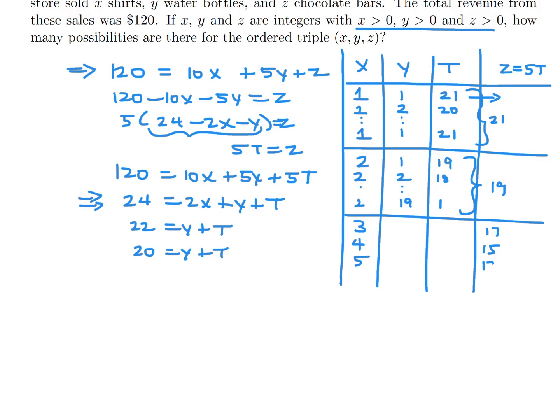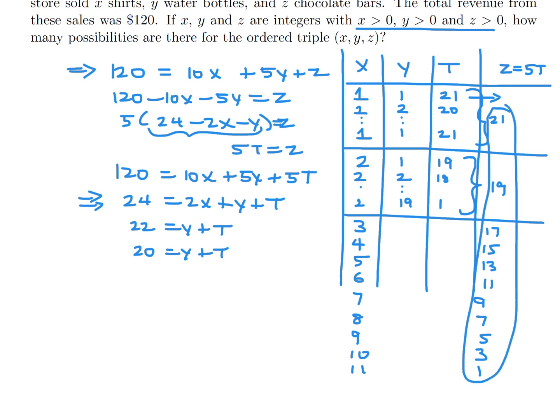5 will give you 13, 6 will give you 11, 7 for x will give you 9, 8 will give you 7, 9 will give you 5, 10 will give you 3, and finally 11 for x will give you just 1 ordered triple. And then now to get the total, I guess we just have to add up all these numbers. 1 plus 3 plus 5 plus 7 all the way up to 21. And when you do, you get a grand total of 121.